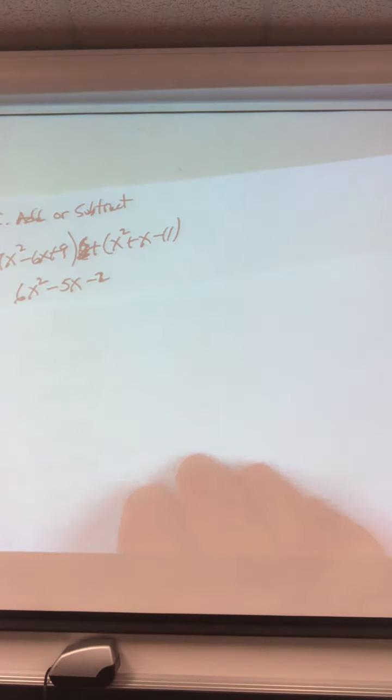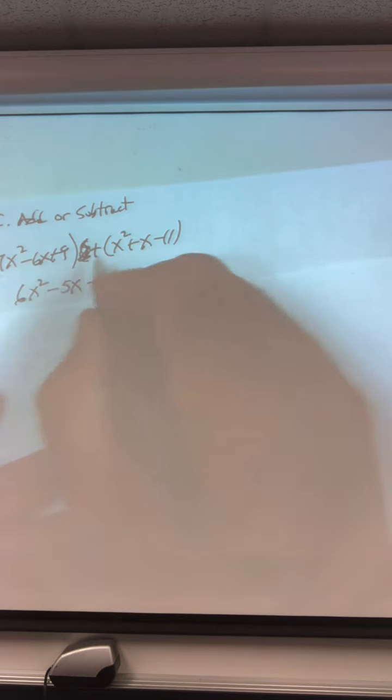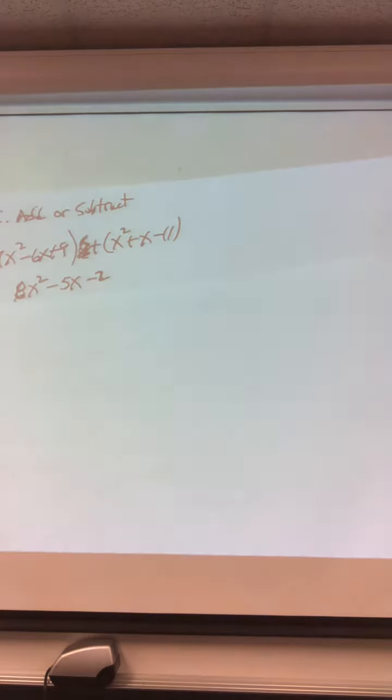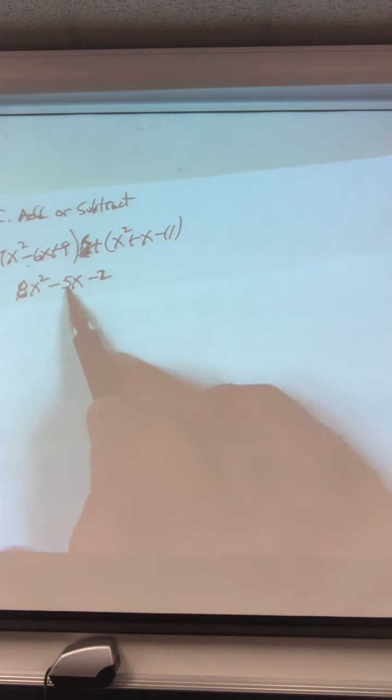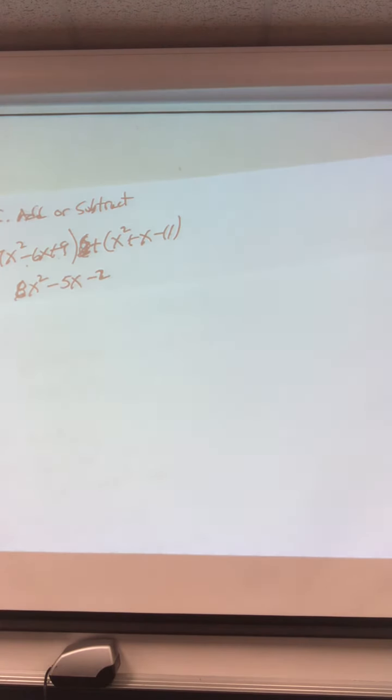7x squared, made a mistake here. 7x squared plus 1x squared is 8x squared. Make sure you change that. And then negative 6x plus 1x is negative 5x. And 9 minus 11 is minus 2. So all I'm doing there is combining like terms. And remember, when you're adding and subtracting apples and apples, you get apples. So when you're adding and subtracting x squares with x squares, you get x squares.